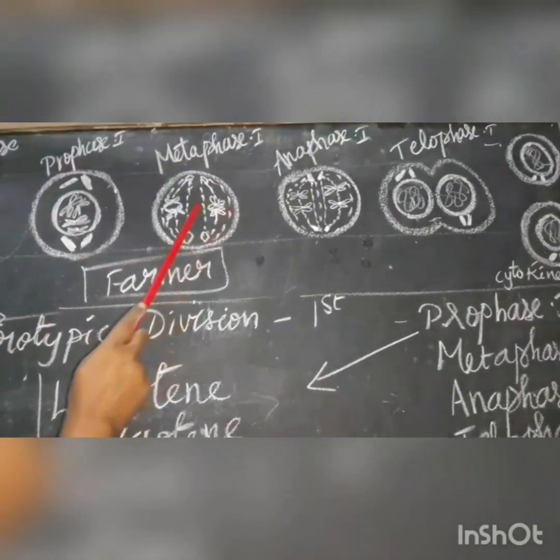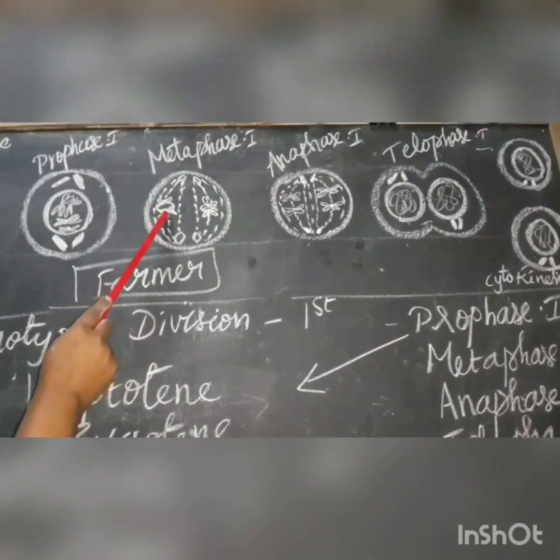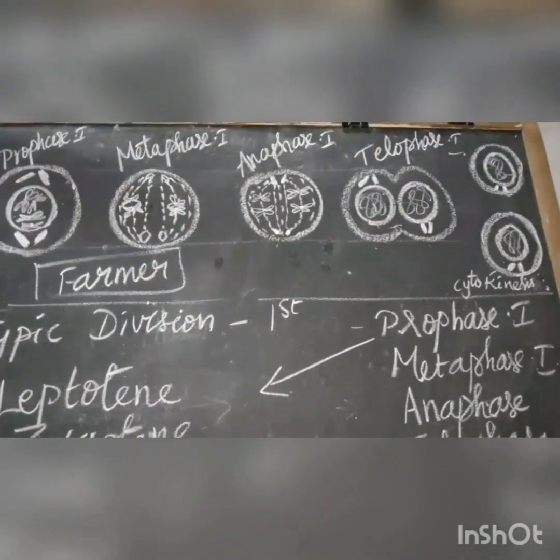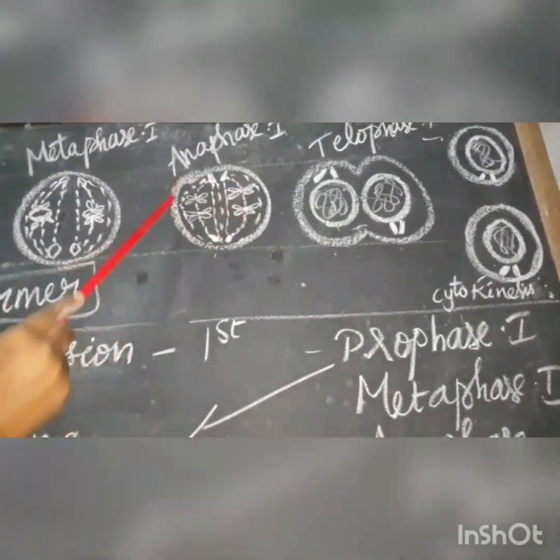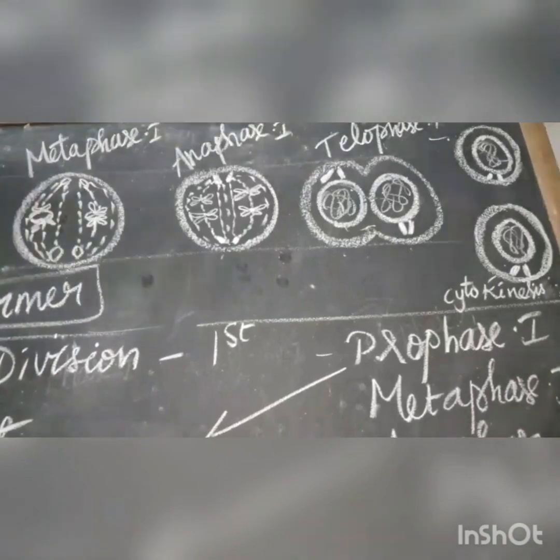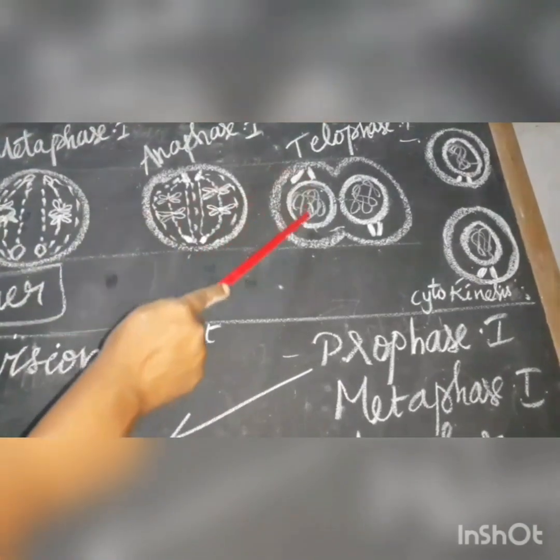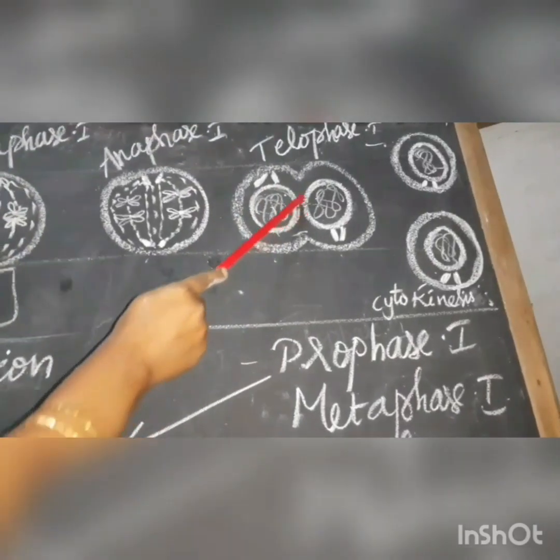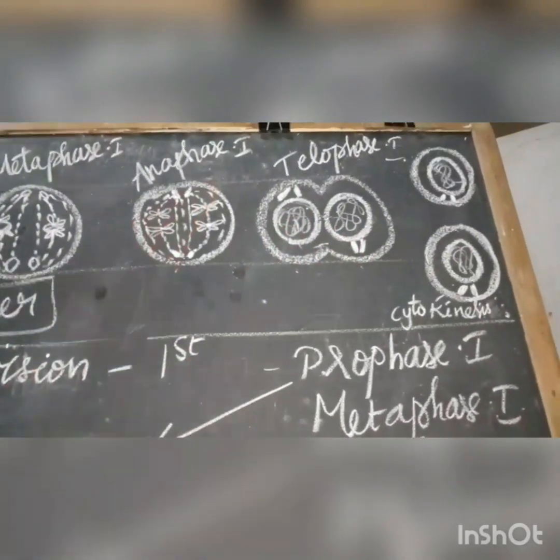In metaphase 1, the chromosomes move towards the equator. The 2 chromatids do not separate. Then in anaphase, the homologous chromosomes with the chromatids undivided move towards the opposite poles, and this stage is known as disjunction. And in the telophase, the haploid number of chromosomes become uncoiled and elongate. The nucleus and the nuclear membrane reappear. Two daughter nuclei are formed.